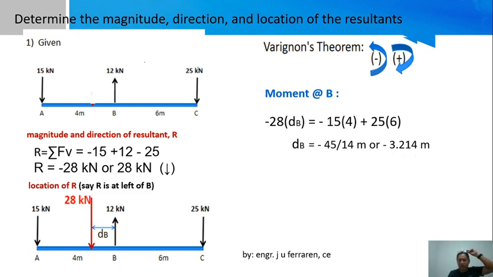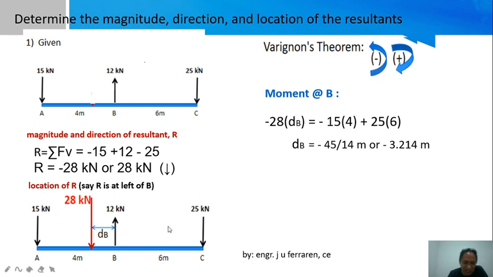What is the significance of this result? Negative. It means that our assumption is somewhat erroneous. As to location, we assumed it to be at the left. So, actually, it is at the right of B. So, the location must be here. If this is 3, and that is 3 points, so it is a little beyond halfway.